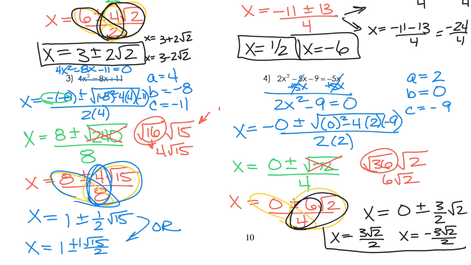And so I can either leave my answers like that, or I could write them like this. Either one, it doesn't matter. These are a little bit cleaner because the 0 is gone, okay? All right, guys, so that's how to use the quadratic formula in order to solve for your roots or your zeros or your x-intercepts, okay?